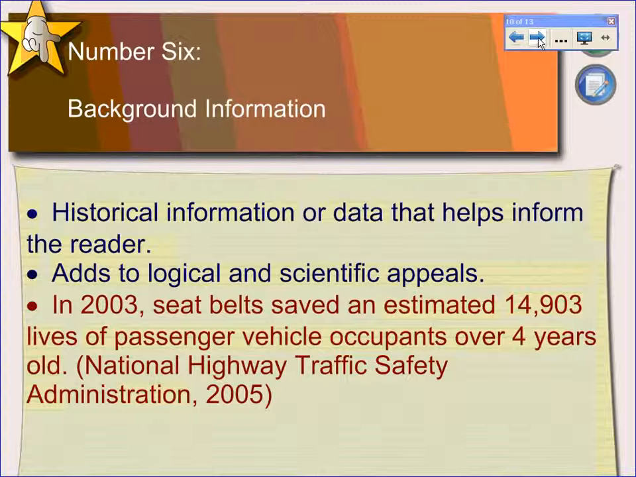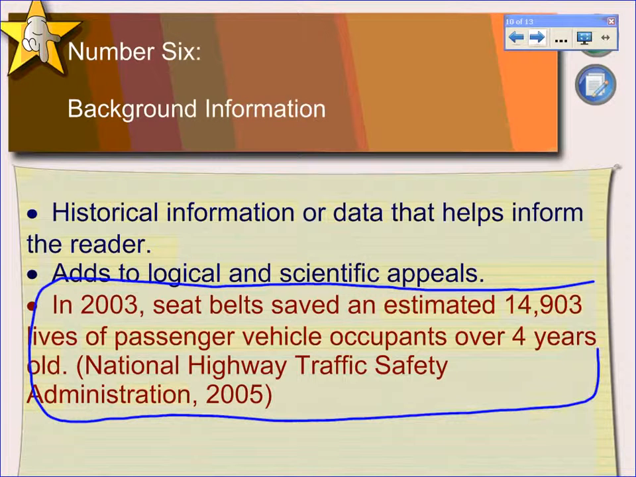Number 6, background information. This is where you just get into the facts and figures. You look up historical information, you look up data that will inform your reader. This helps to add to your logical, scientific appeals. Again, a good example here. In 2003, seatbelts saved an estimated 14,903 lives of passenger vehicle occupants over 4 years old. And then, of course, you always want to cite your source. You want to show where you got that information.